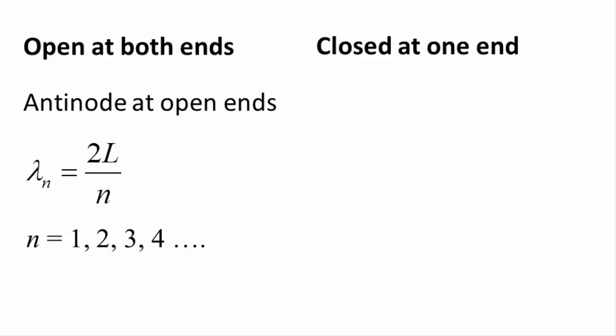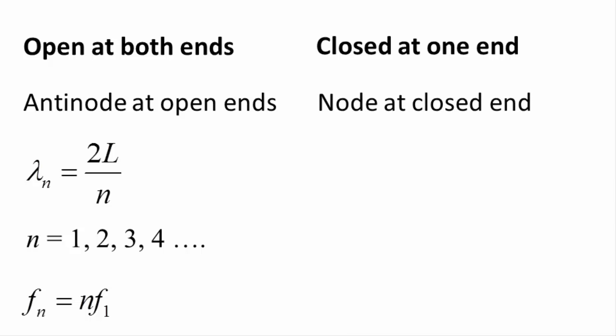This rule also applies for tubes closed at both ends, except that the ends will have displacement nodes instead of displacement antinodes, just like we saw with the waves on a string fixed at both ends. The frequency of that harmonic is n times the frequency of the first or the fundamental frequency. And of course, the frequency is related to the wavelength through the wave speed.